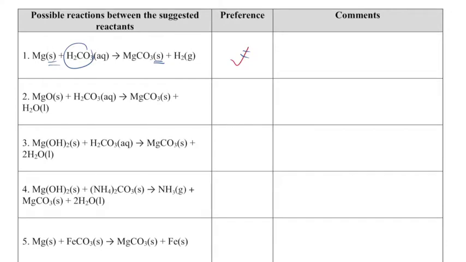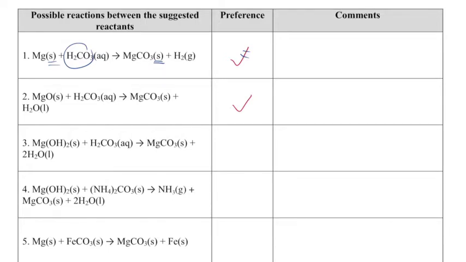Now, let's take a look at the second reaction. The second reaction suggests using magnesium oxide, which is a base, to react with carbonic acid, an acid. So it's an acid-base reaction. And this time, what we are going to get is magnesium carbonate and water. So a reaction does take place, so we can put a tick first. And then let's consider the risk factors.